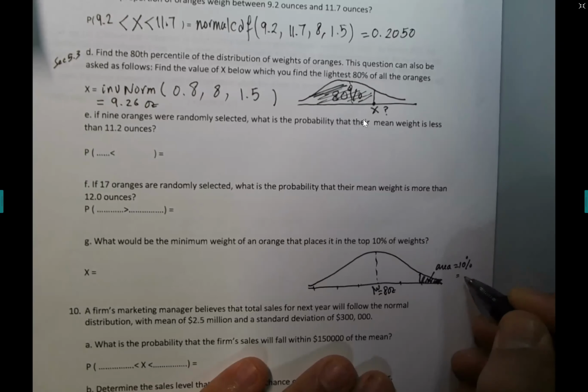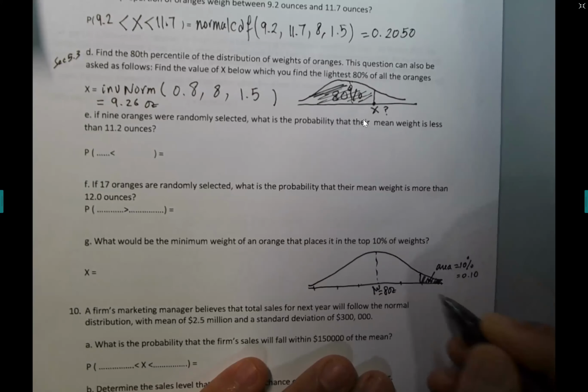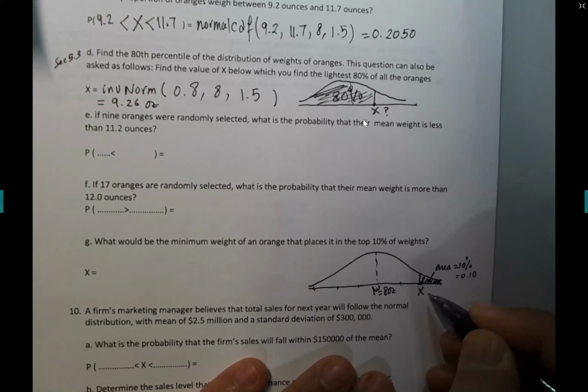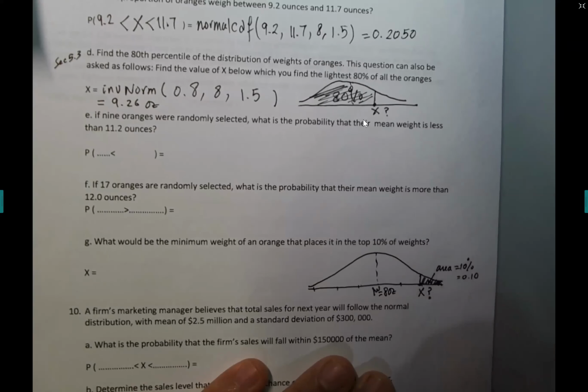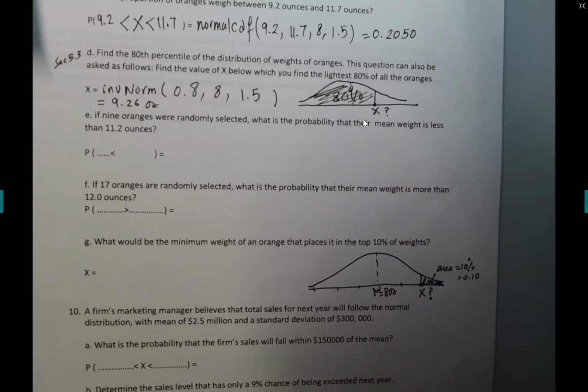Mark it. And change it to a decimal. We're going to need it as a decimal. He wants the X value here. What would be the minimum weight? He's not asking for a probability. He gave you the probability. He said it's 10%. Any percent, guys, is a probability. So he wants the X value. Okay. In order to find the X value, we have the inverse norm.